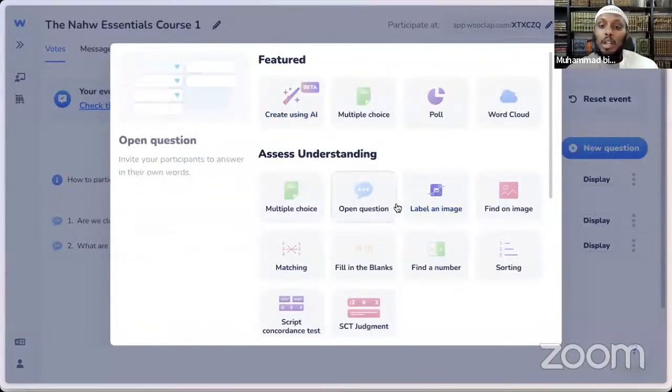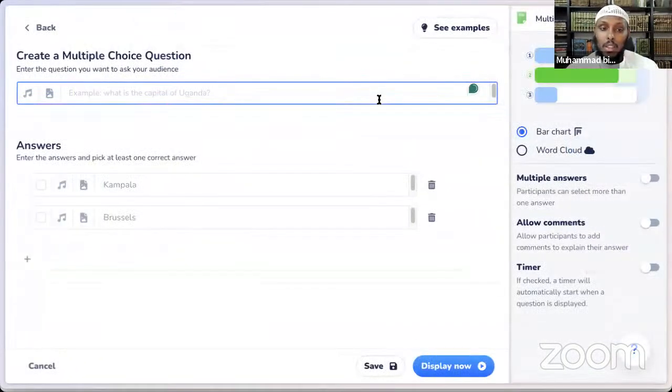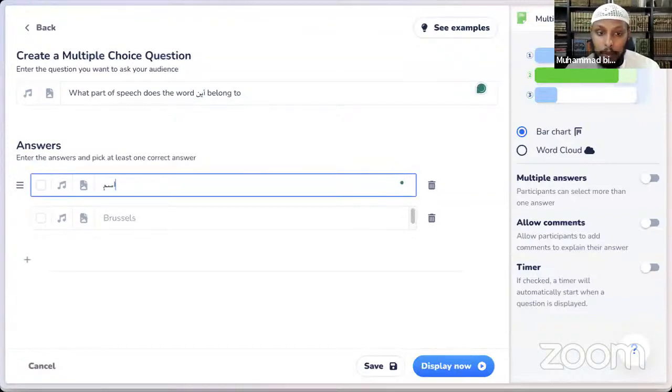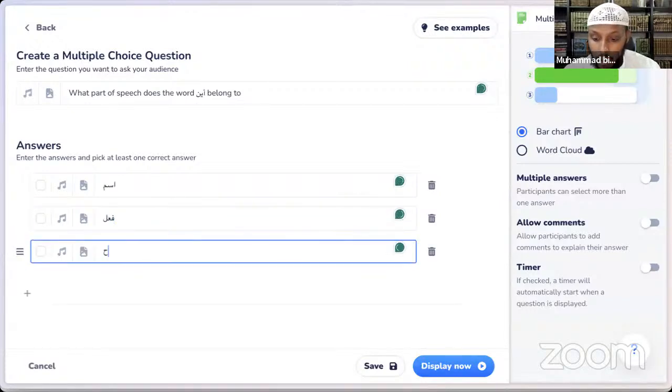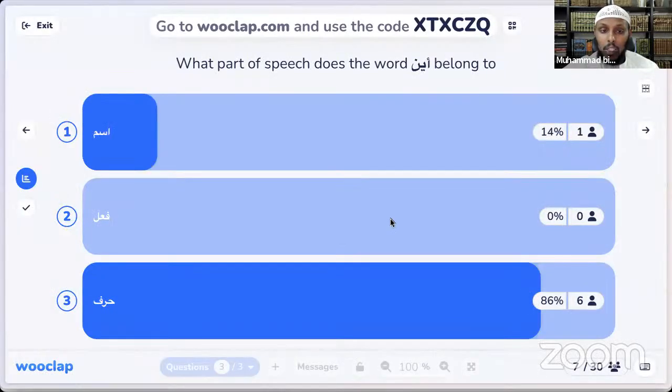Okay. I'm going to ask you this question now. What part of speech does the word أين belong to? Is it an ism, is it a fi'l, or is it a harf? I want you to answer that question, and I'm going to select the correct answers. Let's see. Bismillah. You can answer on WooClap. أين? Is it اسم, فعل, or حرف?